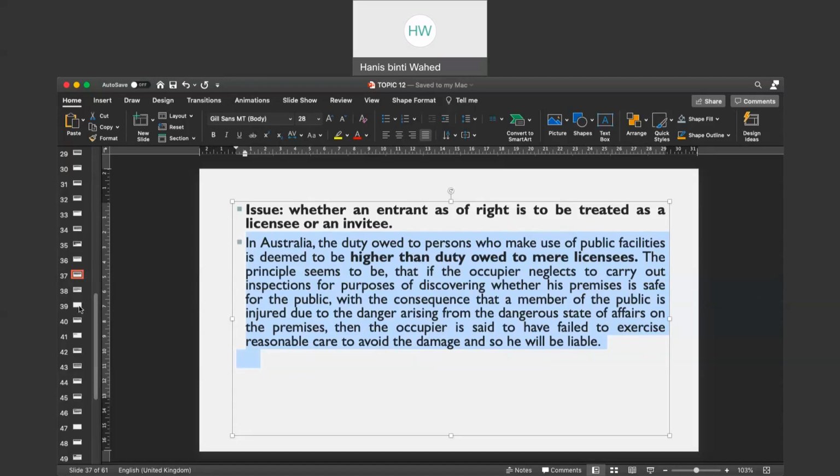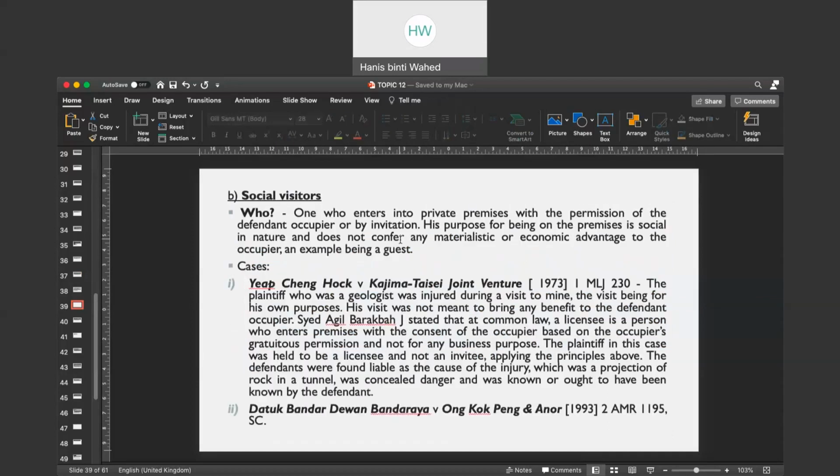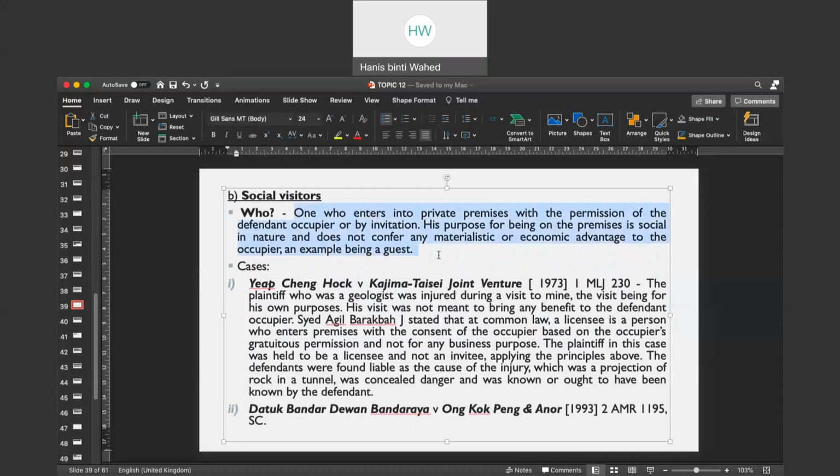And then social visitors, they are the person who enter the premise with the permission ataupun invitation, okay, of the occupier, and not for any advantages, any financial purpose or whatsoever. Yeah? It's purely social in nature, social reason. Contohnya macam apa yang saya berikan sebelum tadi, your friend comes to your house untuk for dinner, something like that, ya. So dalam kes ini you boleh refer kepada kes Yap Cheng Hock.